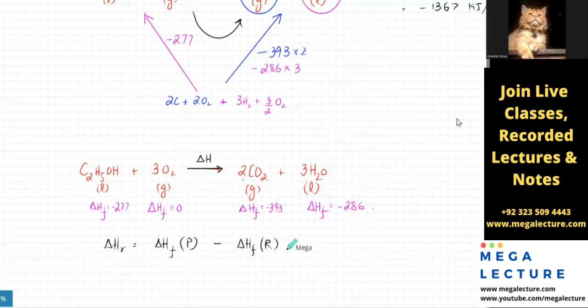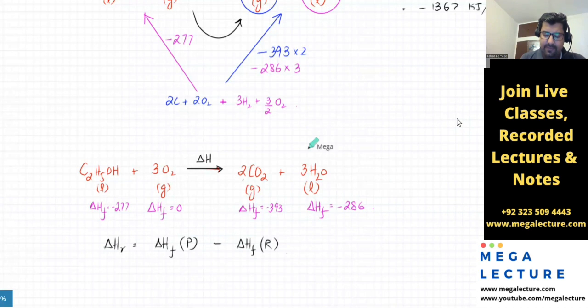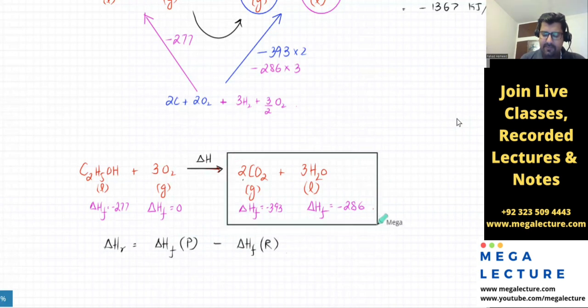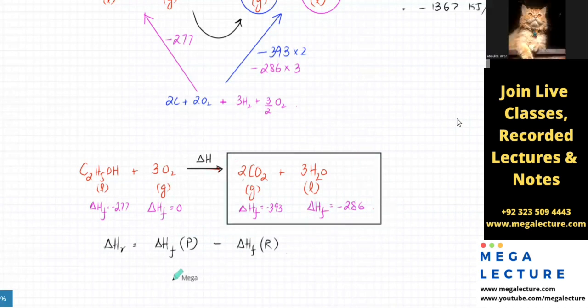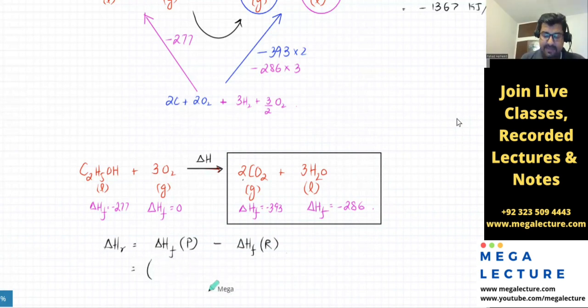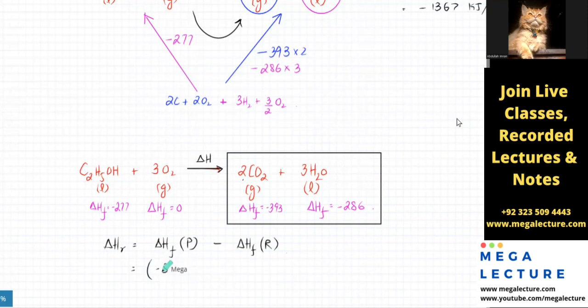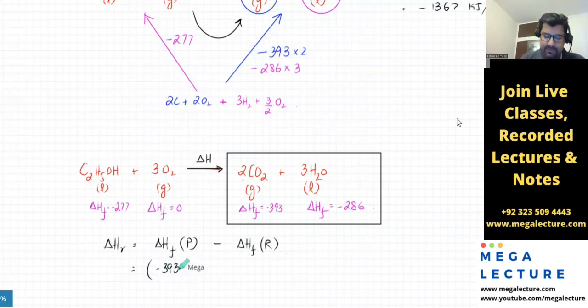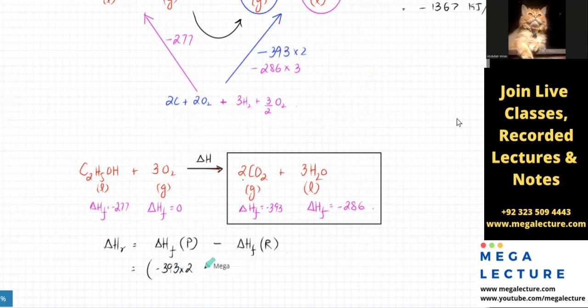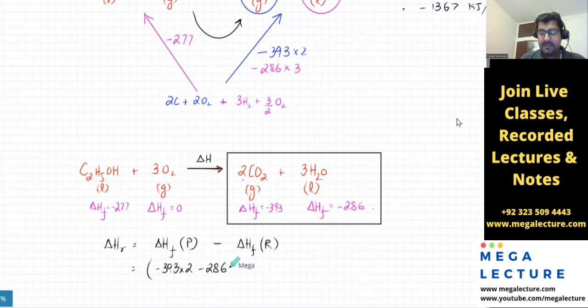That's it. So that's your product enthalpy of formation. Start plugging that in. I'm going to put a bracket around it. It's minus 393. That's my product. But I'm going to multiply it by 2 because that's 2 carbon dioxides. Enthalpy of formation of water, that's minus 286, and there are 3 water molecules that you're forming.